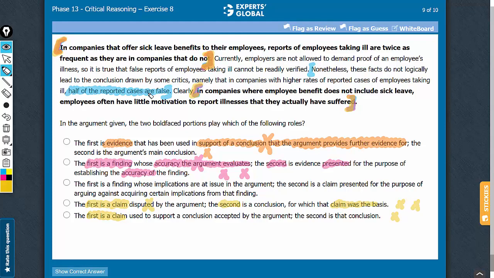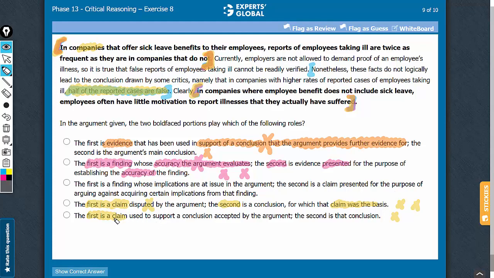The second boldface simply supports the conclusion of the argument, and the conclusion of the argument is against drawing certain likely interpretations from the facts stated in the first boldface. When you read the first boldface, you get an impression that the cases may be falsely reported, but then in the later part of the argument, we discover that in companies where the cases are underreported it is so because the employees do not have an incentive for reporting those cases.